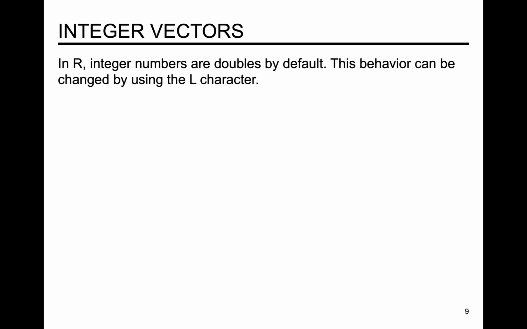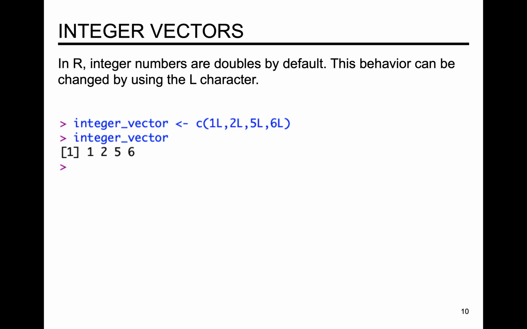Okay, let's talk about integer vectors now. In R, integer numbers are doubles by default, but we can change this behavior by using the L character. In this example, I created a vector using the C function containing elements 1, 2, 5, and 6. Since I attached the L character to each of the numbers, it tells R to treat them as integers. Integers have one special value, and that value is NA. This means when I create an integer atomic vector, I can use an integer or an NA, but no other element.